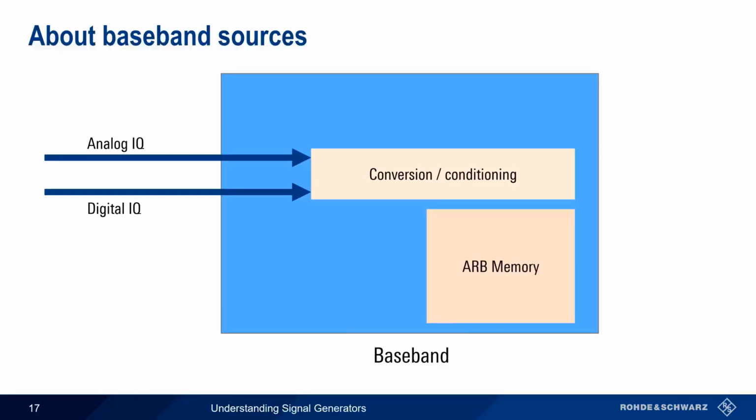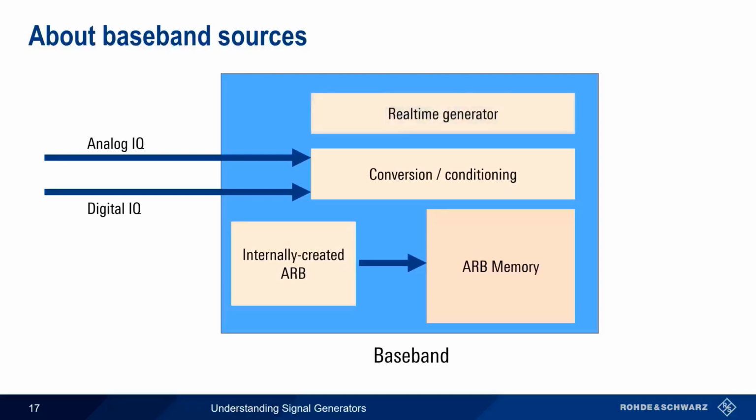ARB files can also be created within the generator itself, using a graphical user interface to specify the modulation parameters. And in some cases, IQ data signals can be created internally using a real-time generator, which can produce IQ values for any given duration of time. Note that a single baseband can only process one source of IQ data at a time. That said, many vector signal generators support multiple basebands, whose signals can be created either independently or combined. Let's look at each of these baseband sources a bit more closely.